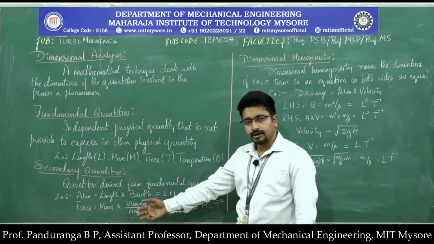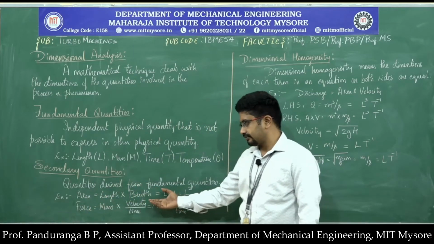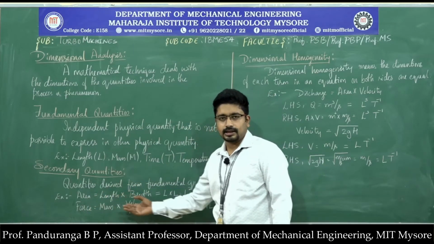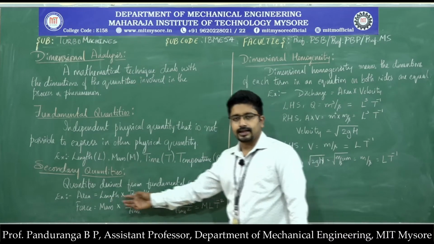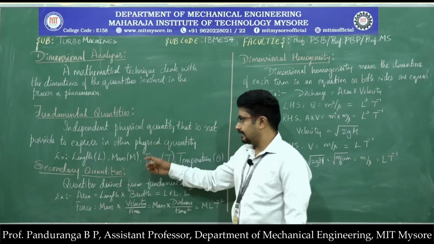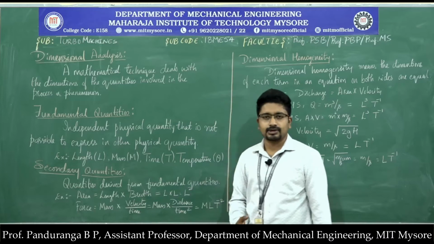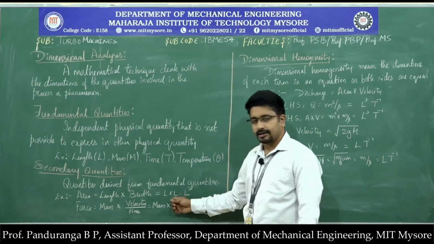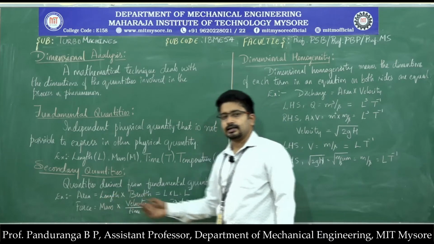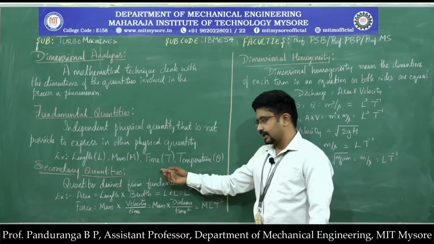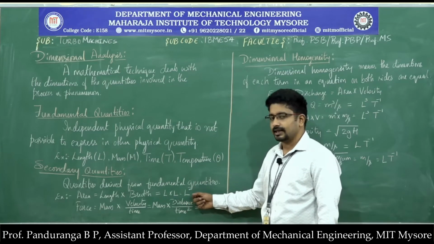Here, as an example, I will take area. The unit of area is meter square. A simple relation for area will be length into breadth. The length has a fundamental dimension of length, capital L, and breadth, again it is a measure of length, so it also has a fundamental quantity of capital L. So area is a secondary quantity which is represented in terms of fundamental quantities as L square.